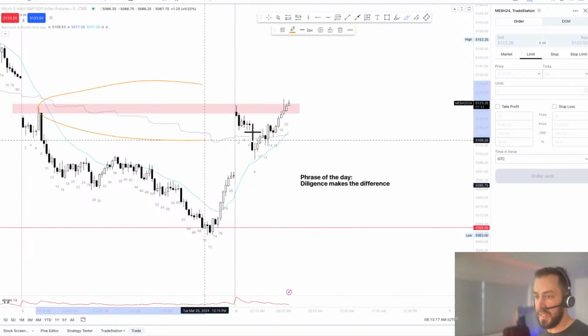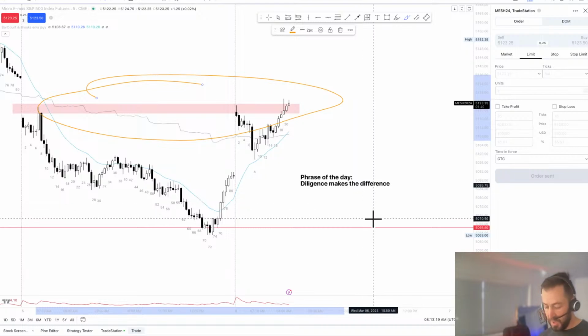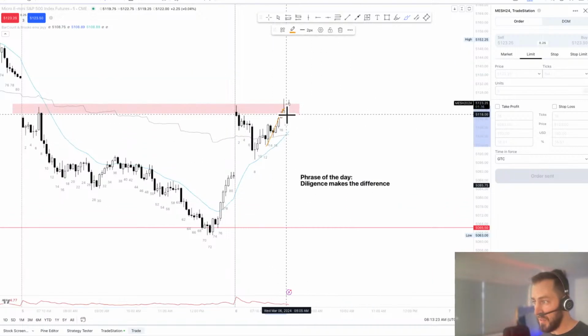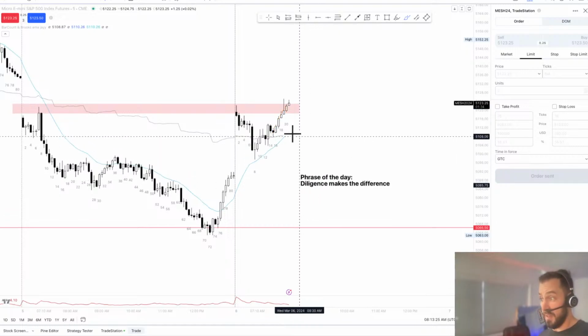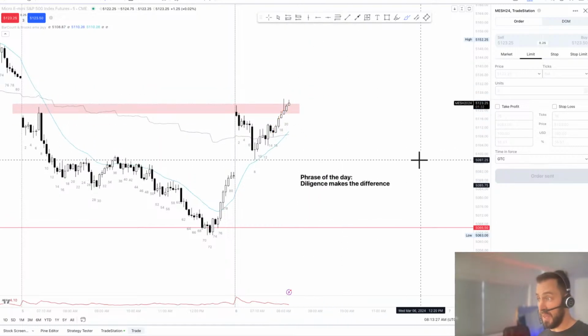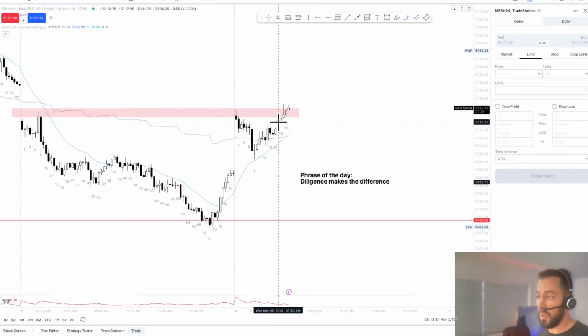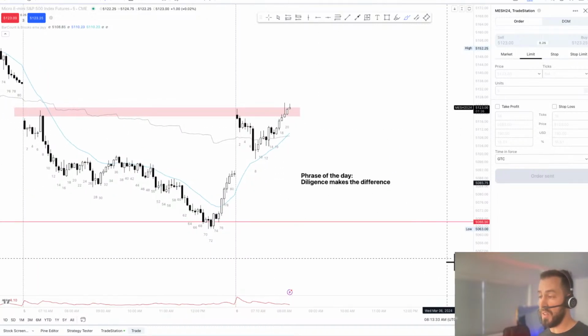Well, we come into this resistance area marked in red, and we see what happens when we come into this area, right? Looks like more buying to me. Count it out. 1, 2, 3, 4, 5 consecutive bull bars.